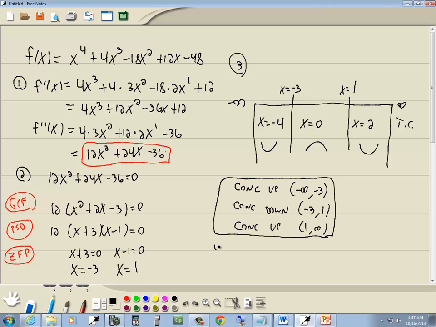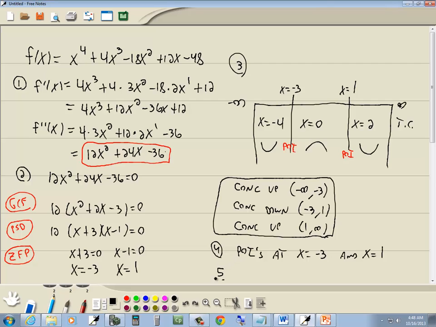Now for POIs. Now our POI, point of inflection, is where the concavity changes, assuming the point exists. This is concave up, and this is concave down, so there's a POI at x equals -3. This is concave down, this is concave up, so there's a POI also at x equals 1. So we got POIs at x equals -3 and x is equal to 1.